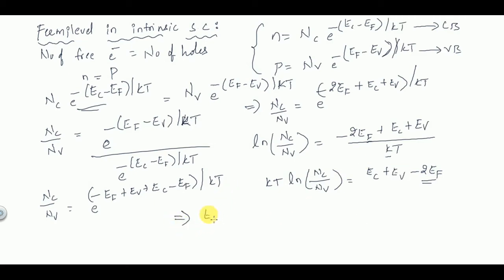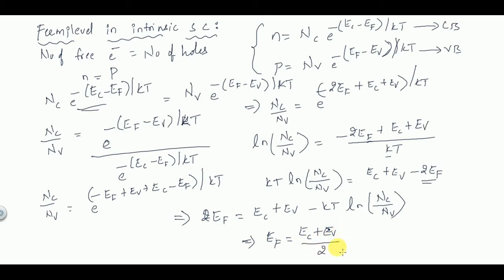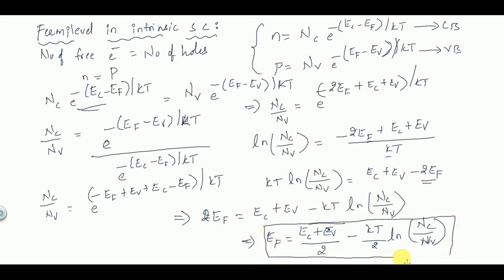Send this term to the left hand side and this term to the right hand side. So rearranging, we'll have 2Ef is equal to Ec plus Ev minus kT ln of Nc by Nv. So it implies Ef is equal to (Ec plus Ev) divided by 2 minus (kT by 2) ln of, that is natural logarithm of, Nc by Nv. Okay, so this is the formula for Fermi energy level in the case of intrinsic semiconductor.